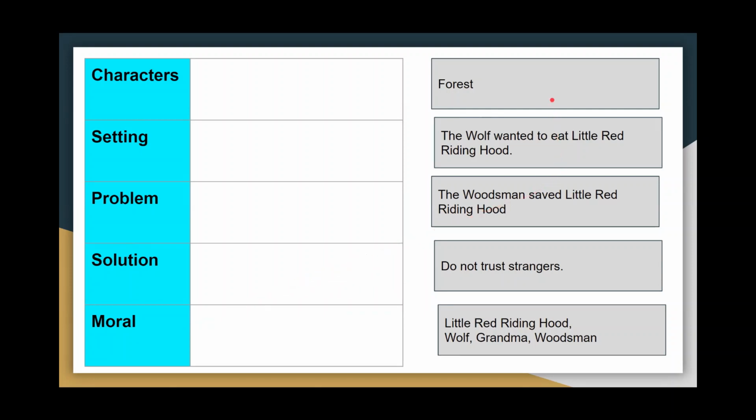So here are some of the things that we have on the right side that we have to match. So we have forest. The wolf wanted to eat Little Red Riding Hood. The woodsman saved Little Red Riding Hood. Do not trust strangers. Little Red Riding Hood, wolf, grandma, and woodsman. Go ahead, boys and girls, pause this video and see if you can match the elements with the correct details from the story of Little Red Riding Hood. Come back to the video to check your answers.